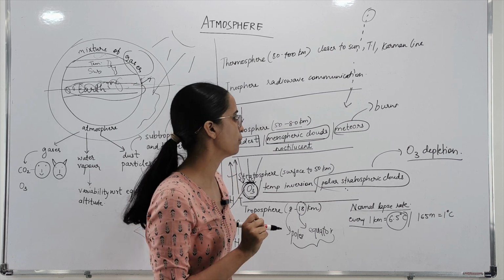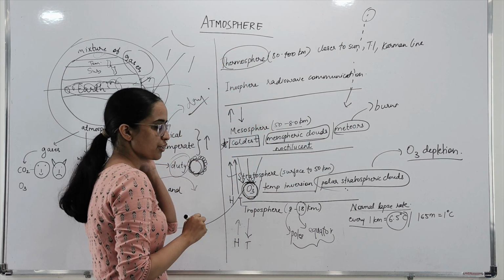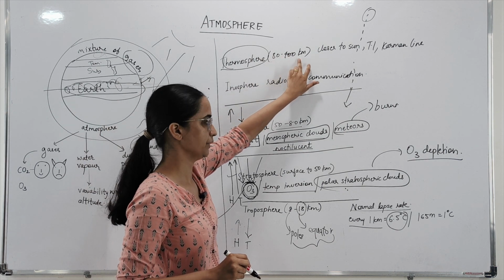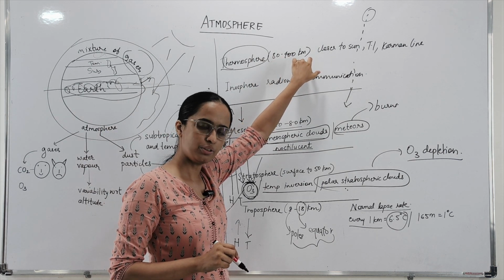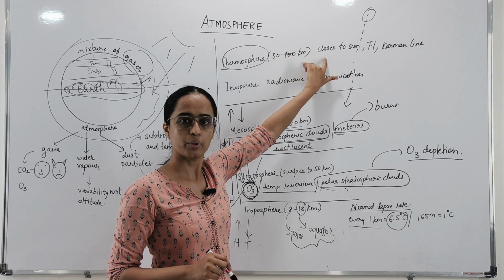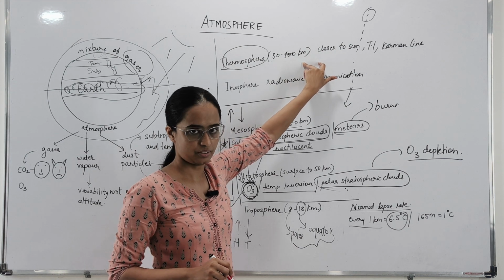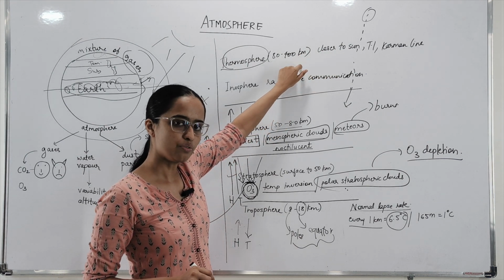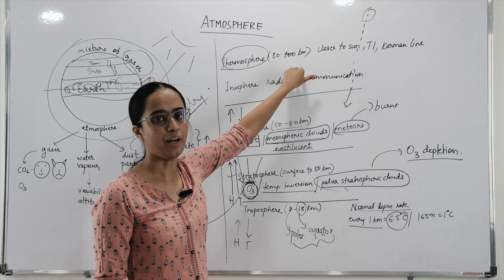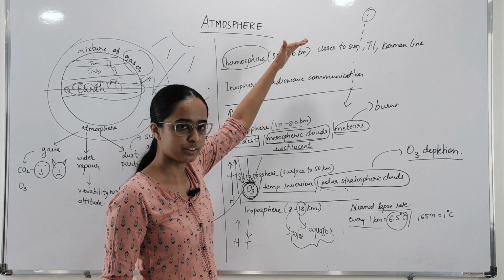Now let us finally move to the last layer, which is the thermosphere. Now thermosphere की जो height है, it is from 80 to 400 kilometers. This is the last layer, so this would be the layer that would be closer to the sun. अभी यहाँ पे भी वही लॉजिक लगा, if this is the layer which is closest to the sun, will this layer have normal lapse rate or temperature inversion? So this layer is going to have temperature inversion because this layer is closest to the sun.